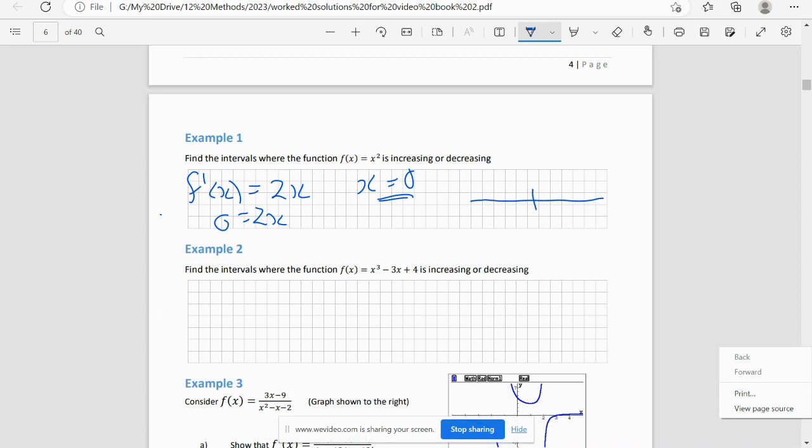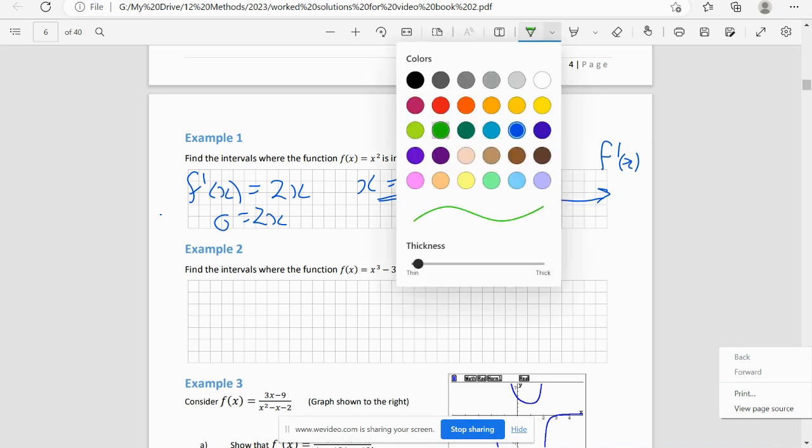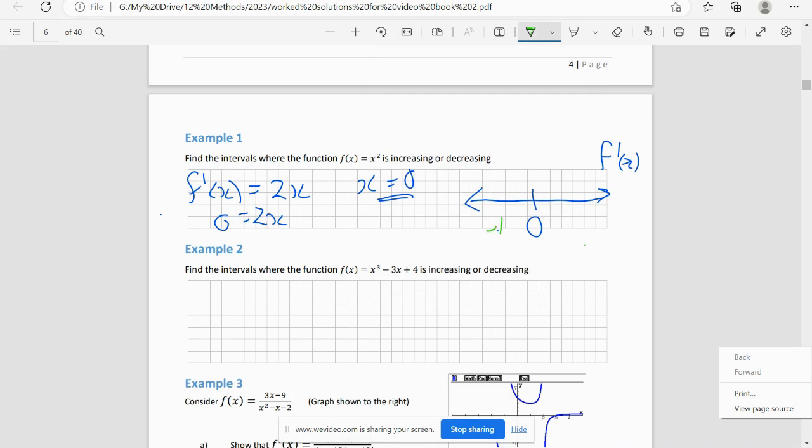As your notes suggest, we mark in the value where x is equal to 0. There it is. We write a little sign here to tell everybody that it's f'(x). What we're going to simply do is sub in a value on this side. So let's pick a value, let's say -1. We sub that into the slope function. So f'(-1) is 2 times -1, which equals -2. So we've just discovered that on this side of x equal to 0, the slopes are negative.